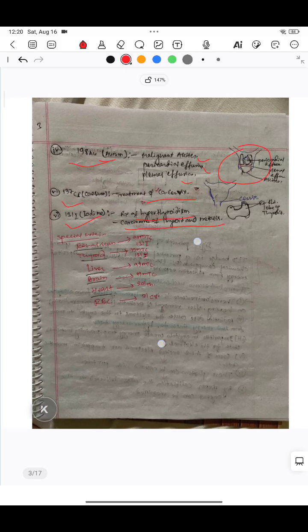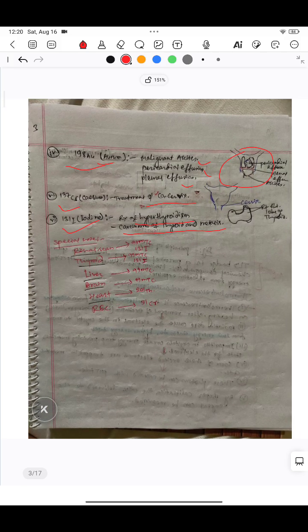Now let's make a summary. A renal scan is done by two things: 99 metastable technetium and iodine 131. Thyroid by the same. Liver, 99 technetium. Brain, 99 technetium. Heart is by thallium, and RBC is by 51 chromium. So these are the summaries overall.